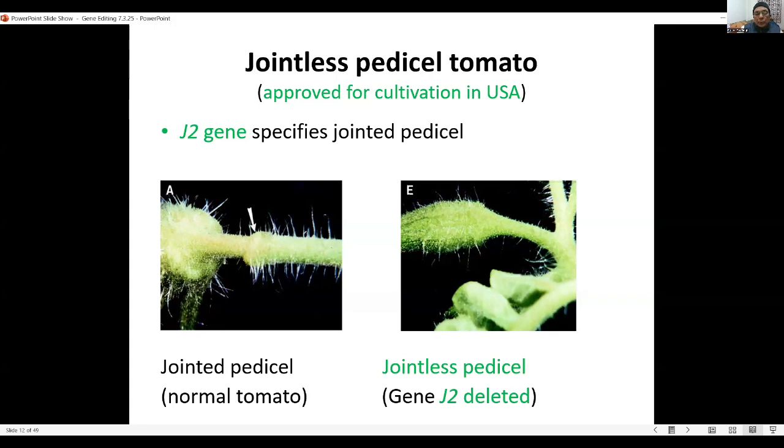And by phenotypic evaluation in the T1 generation, that is the generation produced by selfing of the T0 generation, you will be able to identify some mutants with this kind of flower that has no joints in the pedicel. You can confirm the mutational change by PCR amplification of this gene, sequencing it to identify that there has been a sequence change in the J2 gene of the tomato.